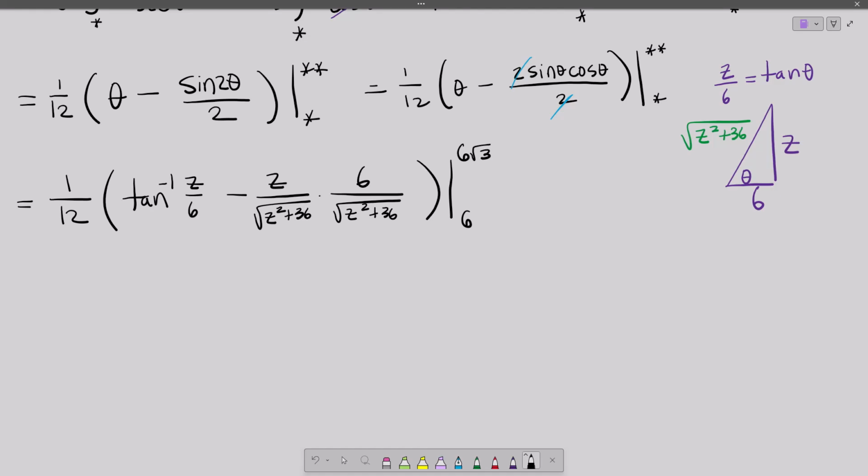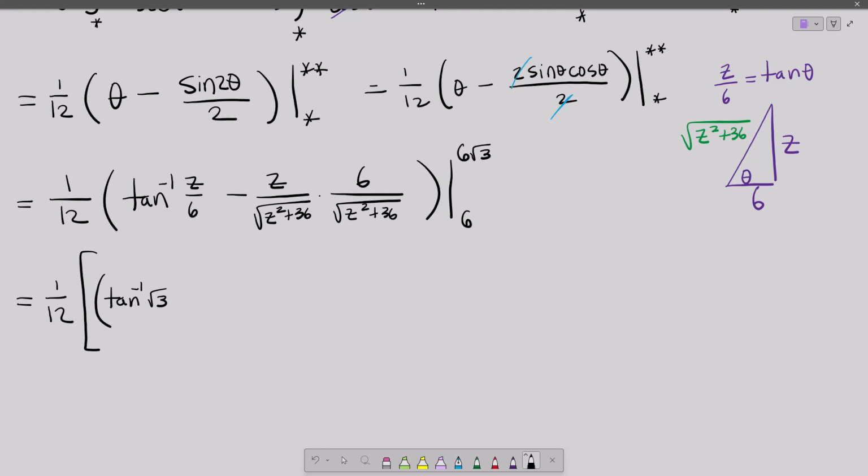So let's plug in the limits. Let's leave the 1/12 out in front. Probably need big old brackets. So first we're going to plug in the 6 root 3. So this is going to be inverse tangent of 6 root 3 divided by 6, which is root 3.